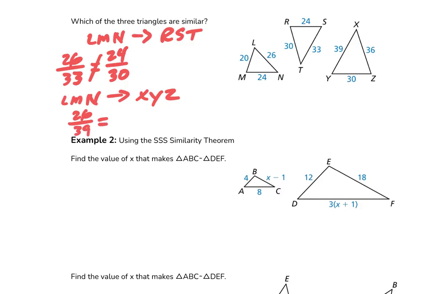Okay, and then we're going to have medium-sized, which is 24 over 36. And then finally, smallest side is 20, and it matches with 30.